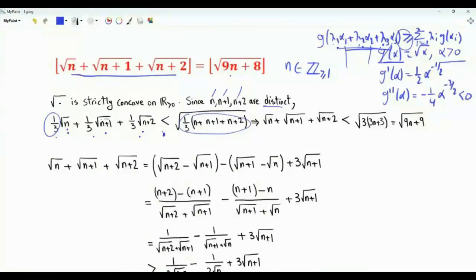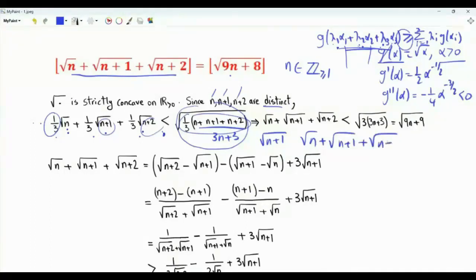So we have the square root of 1/3 times n plus 1/3 times n plus 1 plus 1/3 times n plus 2. This bracket here is 3n plus 3. The right hand side is the square root of n plus 1. Multiplying both sides of the inequality by 3, we get that the square root of n plus the square root of n plus 1 plus the square root of n plus 2 is strictly less than 3 times the square root of n plus 1, or the square root of 9n plus 9. We have now an upper bound on the sum of the square roots.